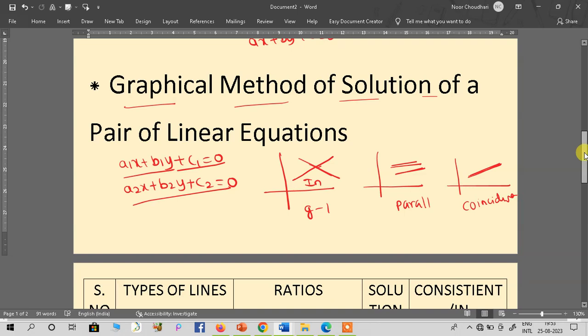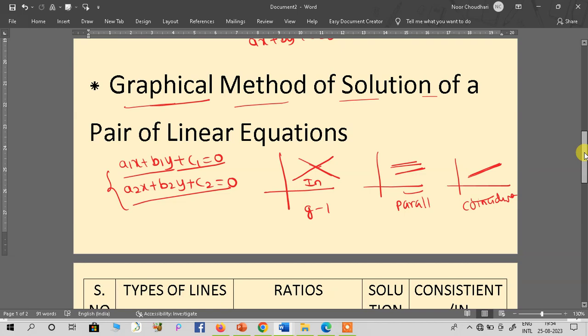So keep this point in mind. Graphical method means that if we represent these two linear equations in a graph, the graph comes in three different types. The first shows intersecting lines, the second shows parallel lines, and the third shows coincident lines.